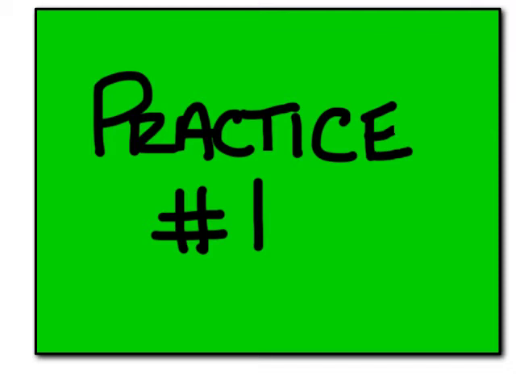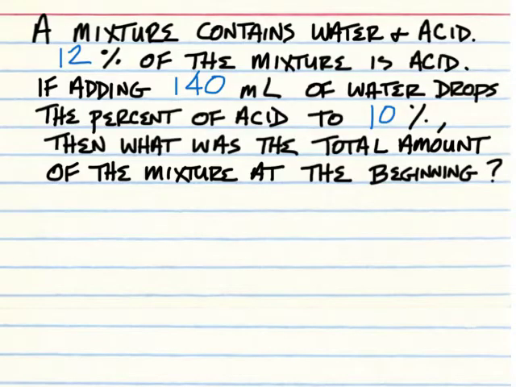Practice number 1 is going to be example number 3. So we'll cross that out and put this. A mixture contains water and acid. 12% of the mixture is acid. If adding 140 milliliters of water drops the percent of acid to 10%, then what was the total amount of the mixture at the beginning? We don't know the total amount at the beginning, so we're going to make that X.